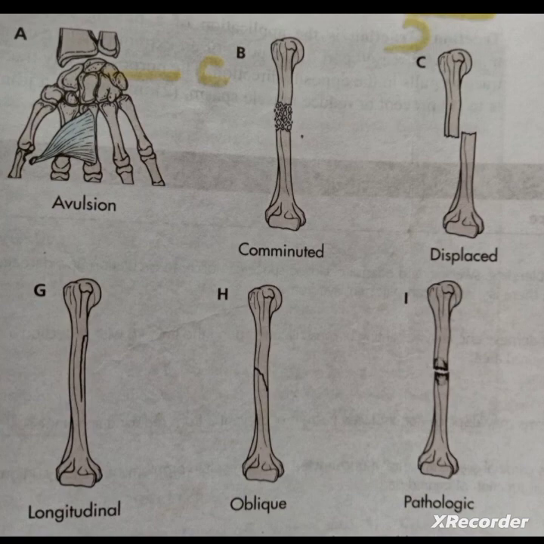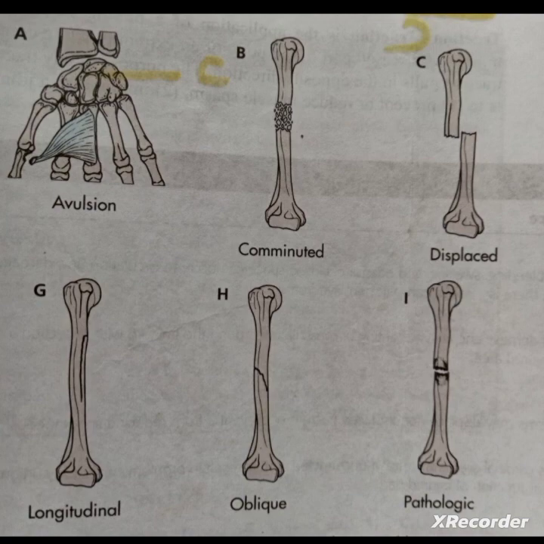Next one, longitudinal fracture. Longitudinal fracture is an incomplete fracture in which the fracture line runs along the longitudinal axis of the bone. So, longitudinal fracture means the fracture occurs along the longitudinal line and it is an incomplete fracture, mostly a hairline fracture. Next one, oblique fracture. Oblique fracture is the fracture in which the line of fracture extends in an oblique direction. So, the fracture that occurs in an oblique direction is known as the oblique fracture.